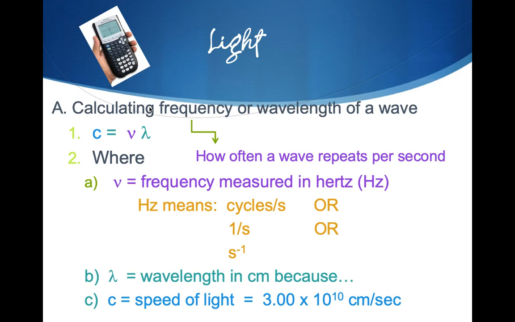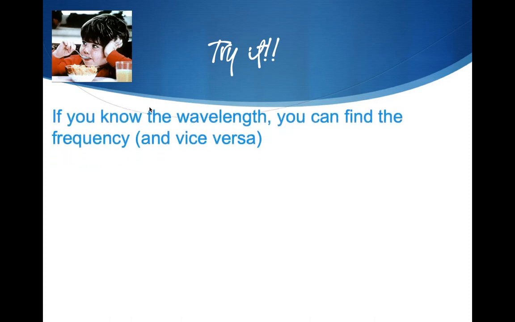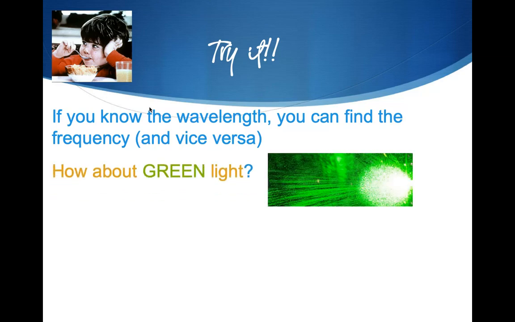Now let's see how we actually use this. If you know the wavelength, you can find the frequency, and if you know the frequency, you can find the wavelength, because they're both equal to the speed of light. So let's choose green light. Obviously, there are different shades of green, but let's pick the middle. The middle of the green spectrum would have a wavelength, that's this symbol, of 512 nanometers.